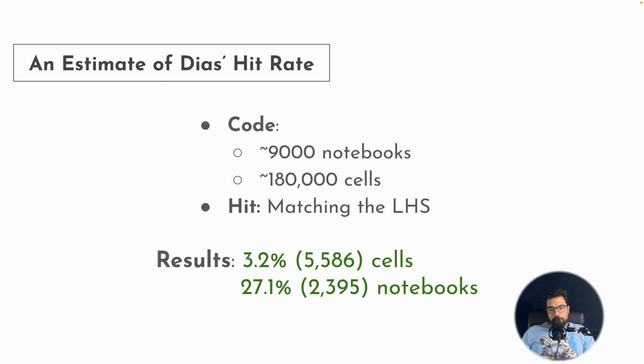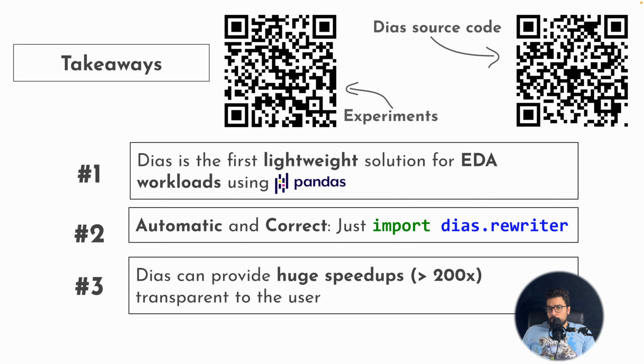And the results we get is that we hit in about 3.2% of the cells and about 27.1% of the notebooks. And these results we think are encouraging because they're very similar to the actual hit rate we got in the 10 notebooks we tested. So that was the presentation for DAS. The key takeaways are that DAS is the first lightweight solution for EDA workloads that use Pandas. It is automatic and correct, you just need to import it, and nevertheless, DAS can provide huge speedups.